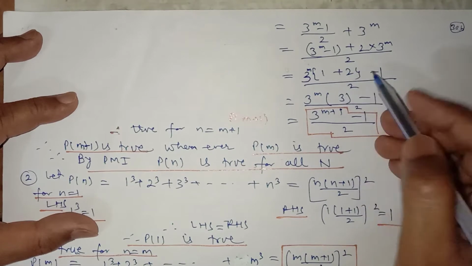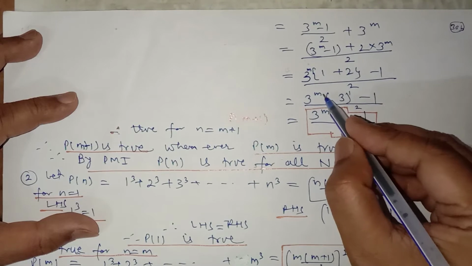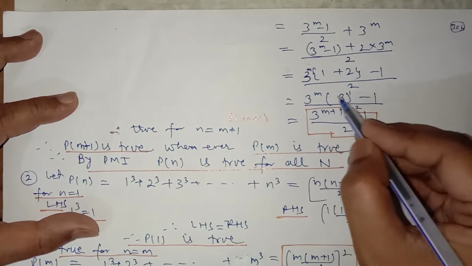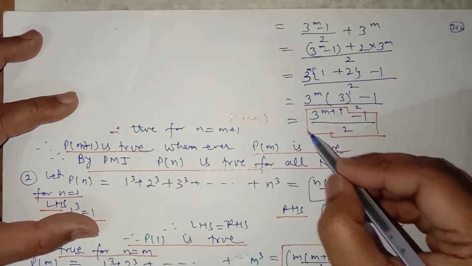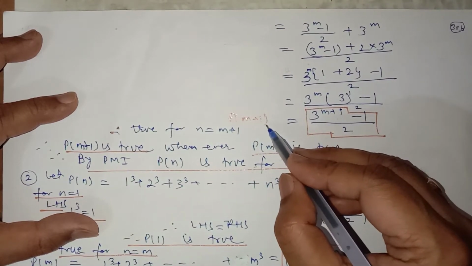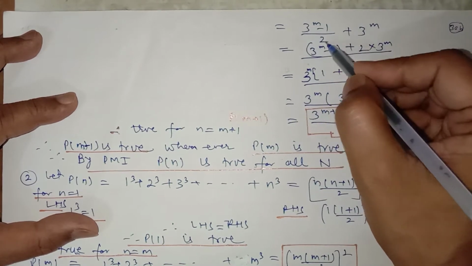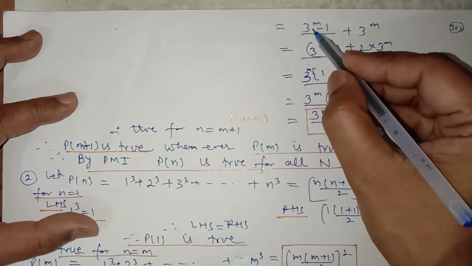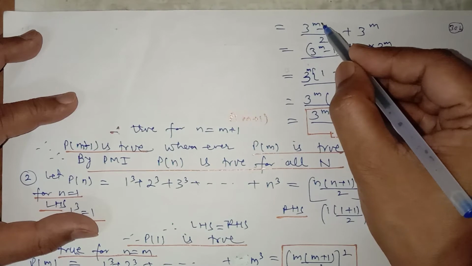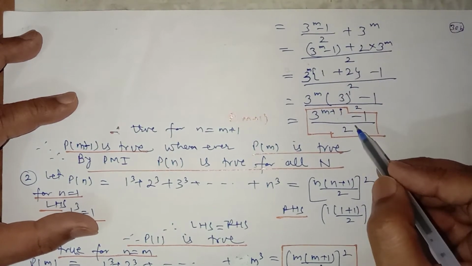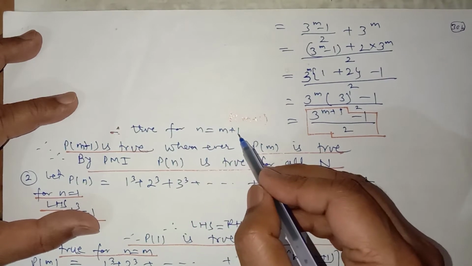It is 3. 3 means 3 raised to power 1. When you multiply having the same base, the powers will be added. So it will be m plus 1. So 3 raised to power m plus 1 minus 1 upon 2, which is the sum of m plus 1 terms. Because when the sum of m terms is 3 raised to power m minus 1 upon 2, the sum for n is equal to m plus 1 should be 3 raised to power m plus 1 minus 1 upon 2, which we have obtained. So it means it is true for n is equal to m plus 1.